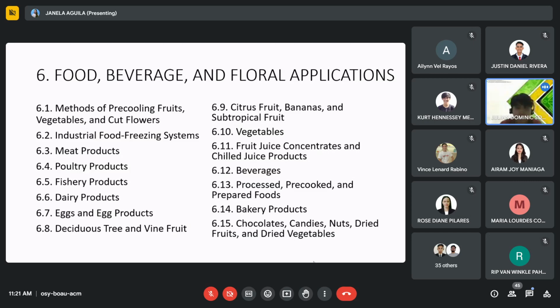Because most of the food that we consume daily, such as meat, fish, fruits, and vegetables, are all perishable. Refrigeration helps guarantee their safety by slowing down the growth of microorganisms, and low storage temperatures significantly reduce the risk of spoilage and prevent potential health issues for consumers. Yun lang po. Thank you.